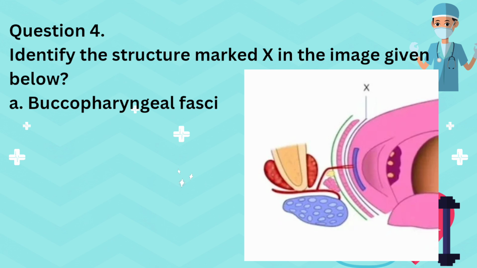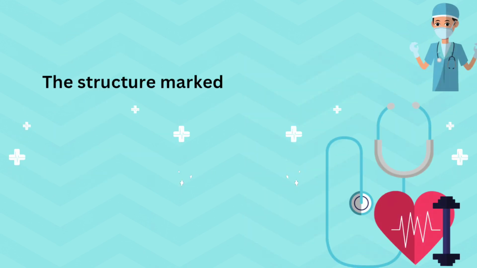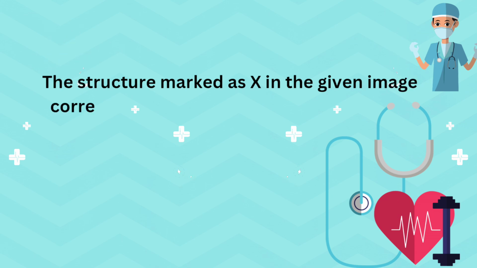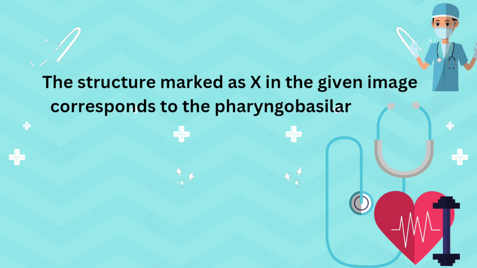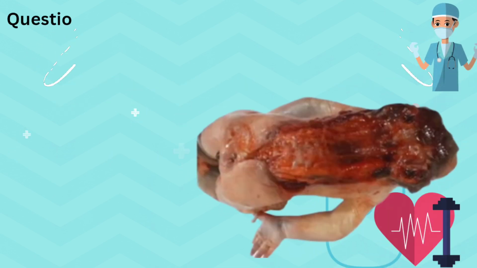Question 4. Identify the structure marked X in the image given below. A. Buccopharyngeal fascia. B. Capsule superior. C. Constrictor muscle. D. Pharyngobasilar fascia. The structure marked as X in the given image corresponds to the pharyngobasilar fascia. Answer: D. Pharyngobasilar fascia.